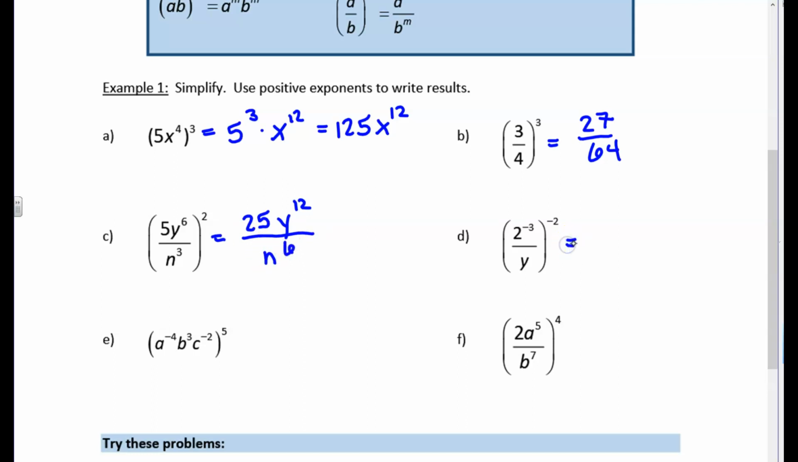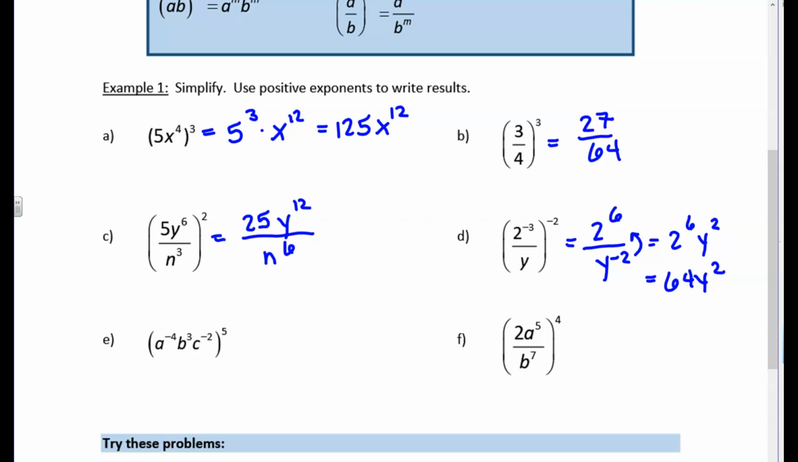Here we have a negative power. I'm going to go ahead and multiply that out. I get 2 to the negative 3 times negative 2 is positive 6, over y to the negative 2. This guy can now come up here, so I get 2 to the 6th y squared, and we could actually go ahead and evaluate 2 to the 6th to get 64y squared.